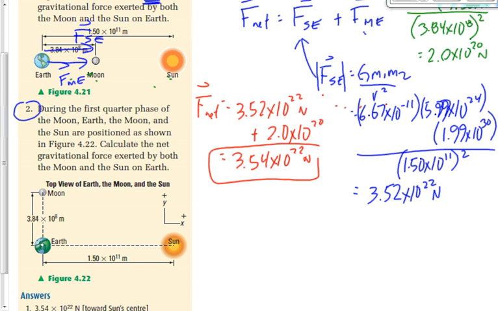Okay, so you do your free body diagram. We got a force to the right. That's the force of the sun on the earth. We have a force upward. That's the force of the moon on the earth. Now, the values of those two forces are the same as they were in the last question, right? Not a whole lot of work to do for this problem. We've got this value. We've got this value.